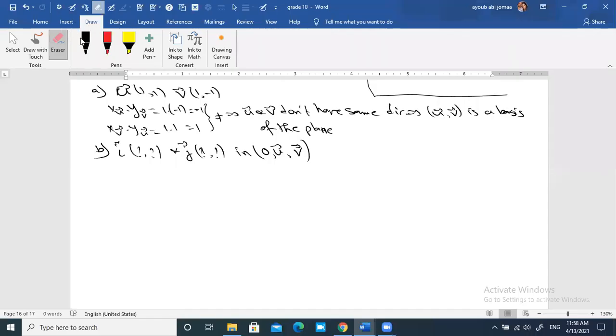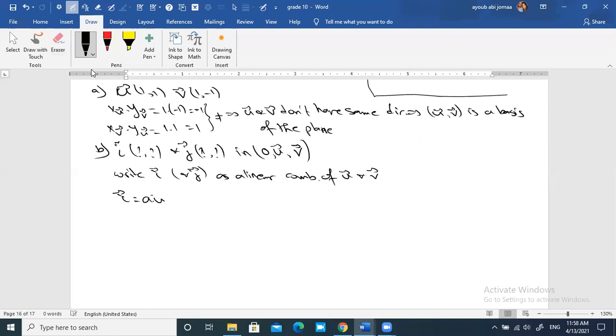So in order to write the components of vector i in the system (O, u, v), it means that you have to write i and of course j as a linear combination of u and v. What do you mean by linear combination? It means that i is equal to some constant a times vector u plus some constant b times vector v.